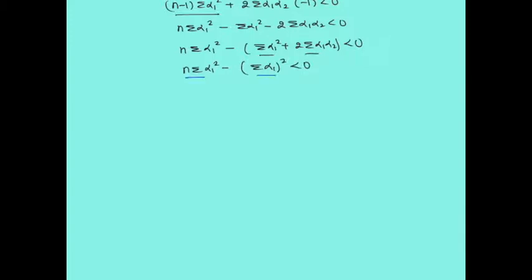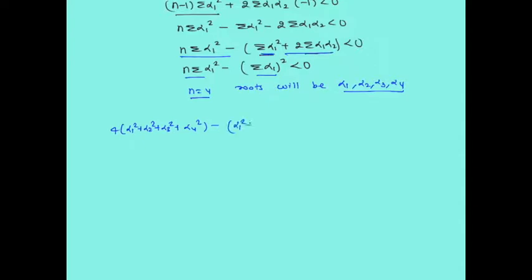To understand this one, we'll use n equal to 4. Then the roots will be alpha 1, alpha 2, alpha 3 and alpha 4. So if I put n value 4 and the roots, this equation will become 4 times (alpha 1 square plus alpha 2 square plus alpha 3 square plus alpha 4 square) minus (sigma alpha 1) whole square, that is (alpha 1 plus alpha 2 plus alpha 3 plus alpha 4) whole square.